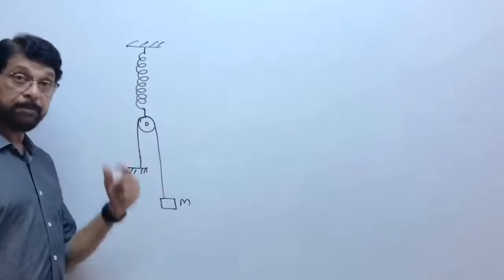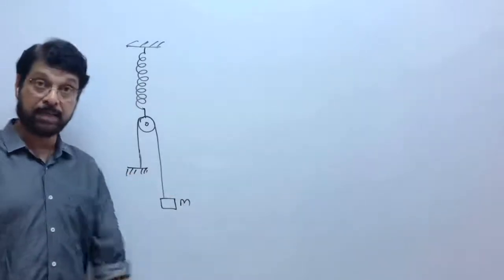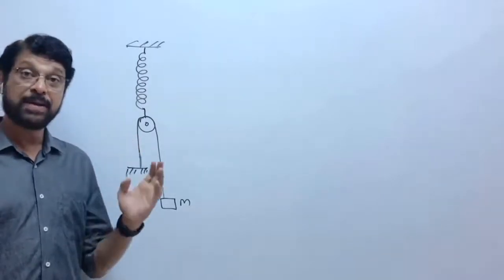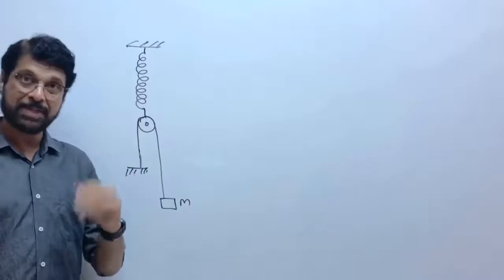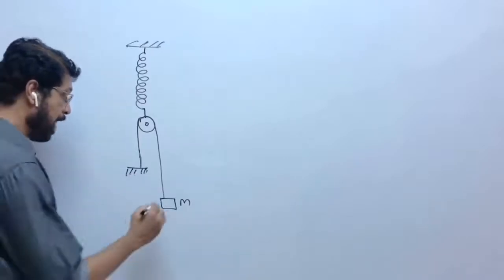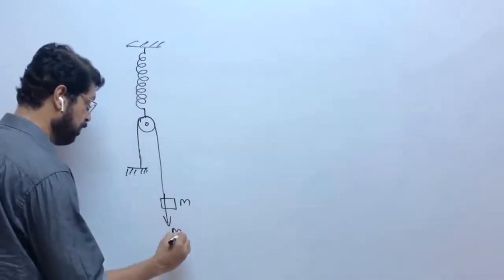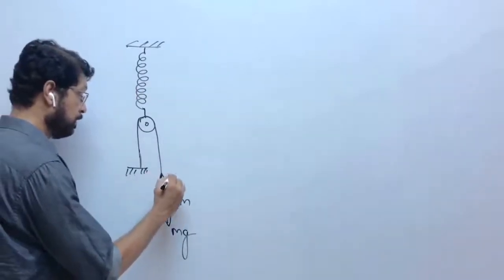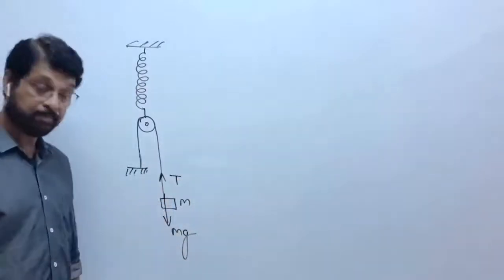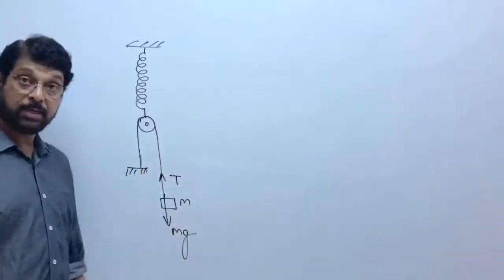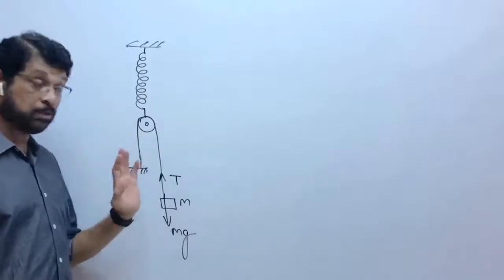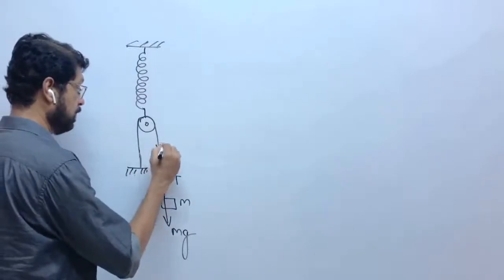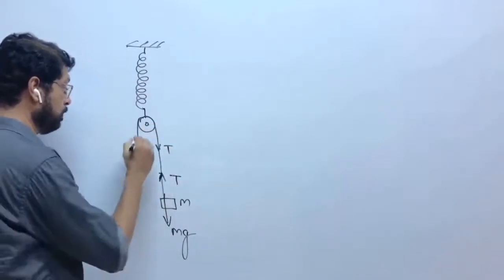Now we'll have to see what forces are acting here. In mechanics we have seen springs and pulleys. This mass M has weight mg in the downward direction. There will be tension in the string. They are equal and opposite in the equilibrium position, meaning there is no oscillation at present. Here upward T, here for the pulley T will be downward.